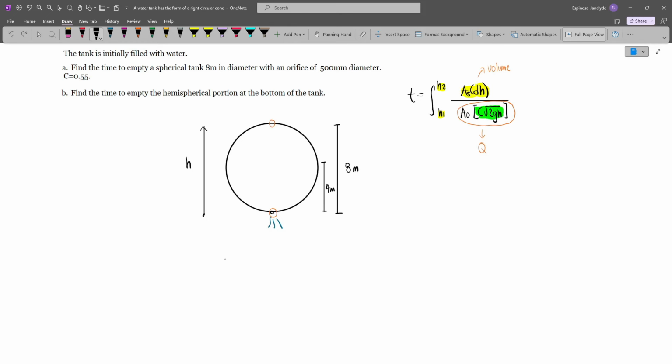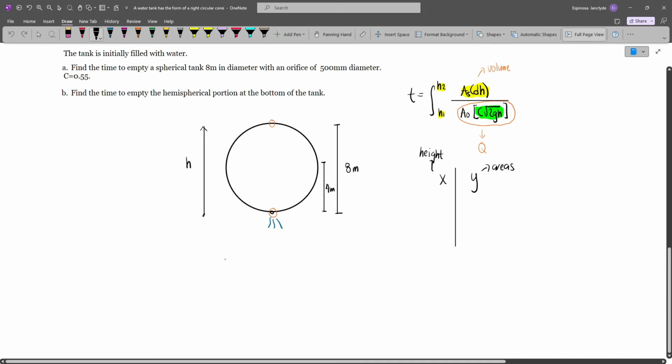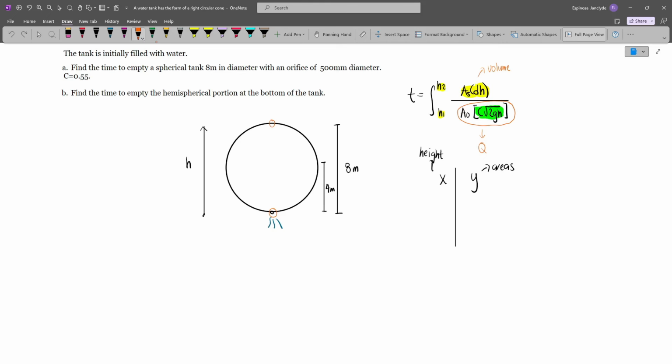Now, in our calculator technique, we will need the following values. We have x, and then we also have y. In x, we will input the height, and for y, we'll input the areas. Now, the question is, what are the 3 points that we will consider? This is what you should remember. If you have a spherical tank, ideally, this should be your first point, which is at the tip. And then your second point will be at the tip, but on the other side. And then your third point, to make it easy, just use the center.